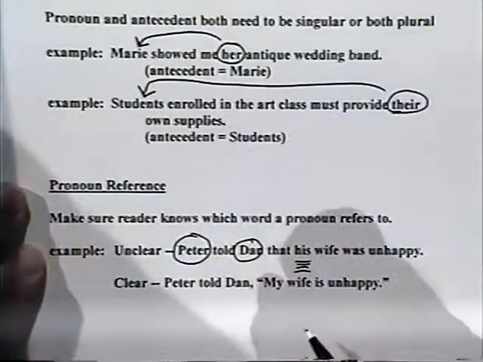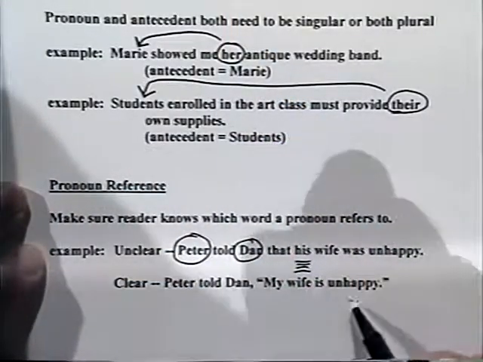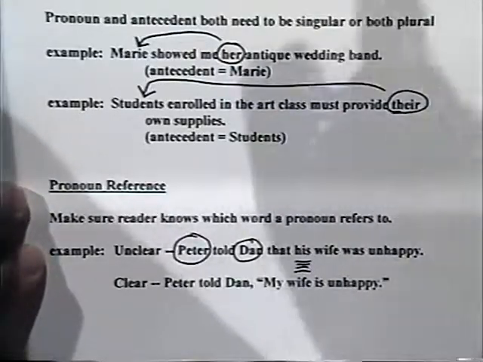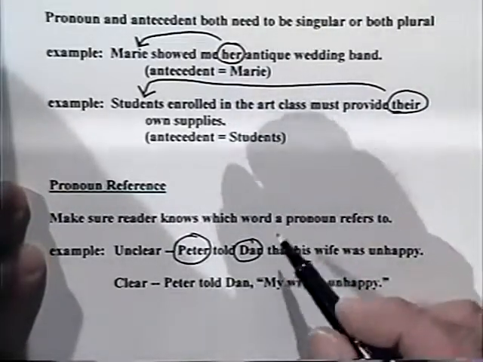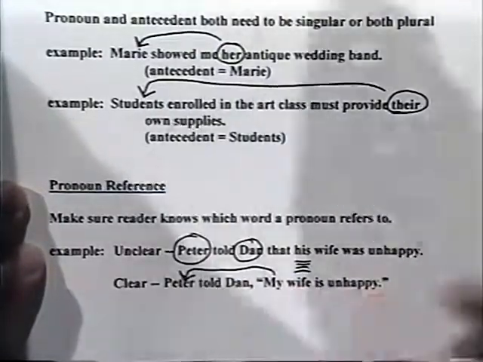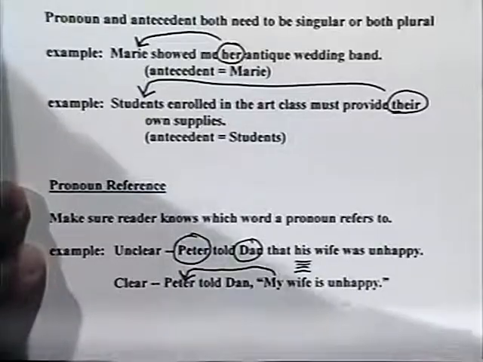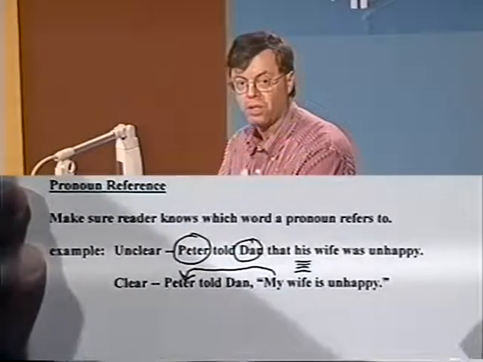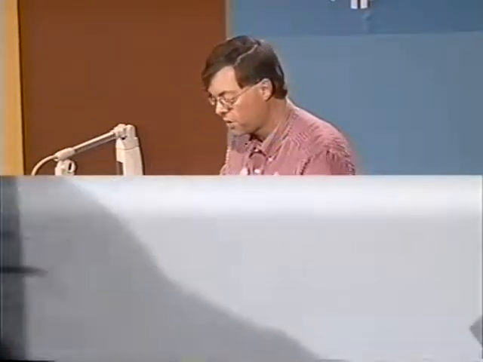This is one way we could fix that problem. Peter told Dan, comma, and we're going to quote Peter, my wife is unhappy. Now, if we wrote it that way, there's no ambiguity. The reader knows whose wife it is, it's Peter's wife. We could rewrite that sentence to make it Dan's wife being the one that's unhappy, as long as the reader knows who it is. Then we went on to pronoun point of view.